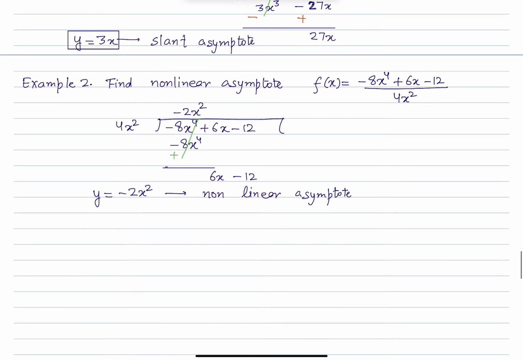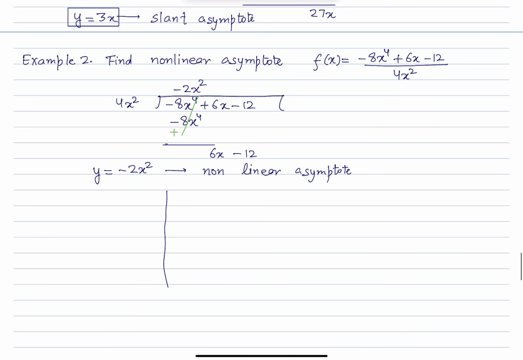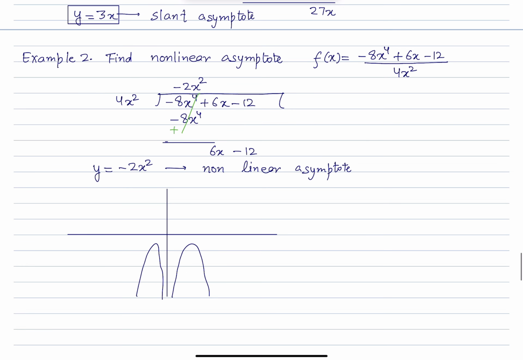And if you look at the graph of this function, the graph of this function looks like this, and your graph y equals negative 2x squared will be like your asymptote.